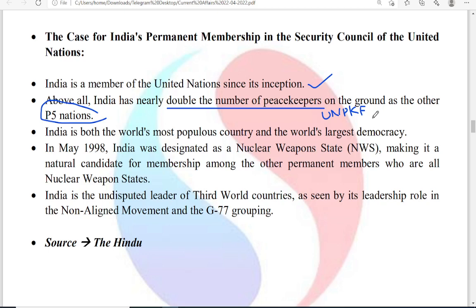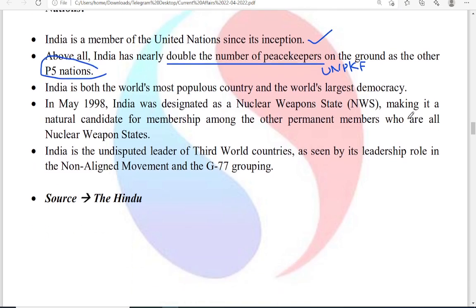So throughout the world, India is supplying the number of peacekeepers, and at the same time, India is the largest democracy and a very populous country, and we are also a nuclear weapon state, because it is considered that one of the conditions for being a United Nations permanent member is having a strong nuclear power, having a strong defense system. So naturally India is eligible.